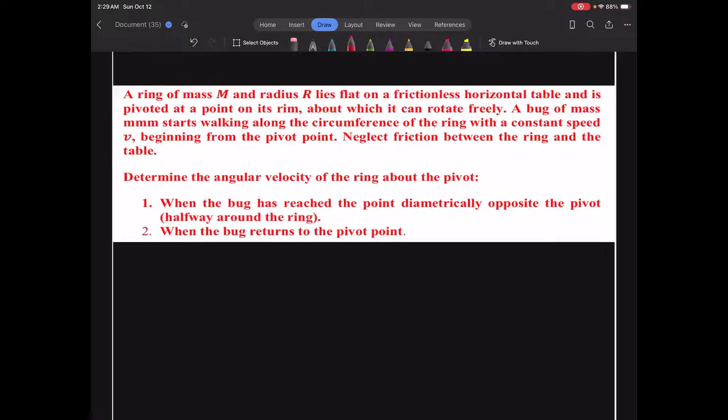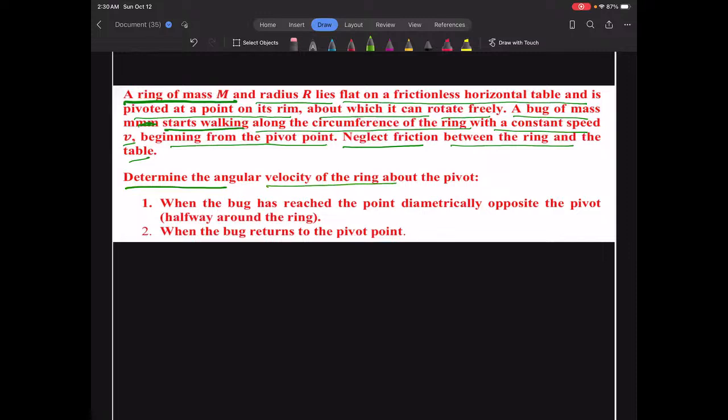It states that a ring of mass m and radius r lies flat on a frictionless horizontal table and is pivoted at a point on its rim about which it can rotate freely. A bug of mass m starts walking along the circumference of the ring with a constant speed v, beginning from the pivot point. Neglect friction between the ring and the table. Determine the angular velocity of the ring about the pivot.